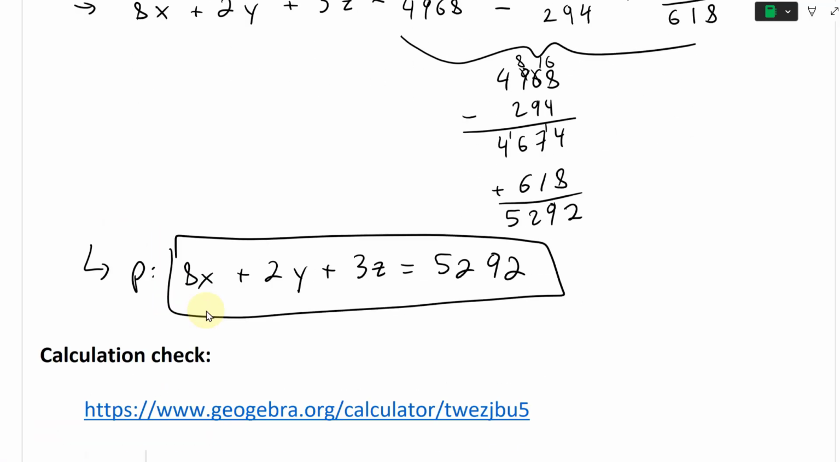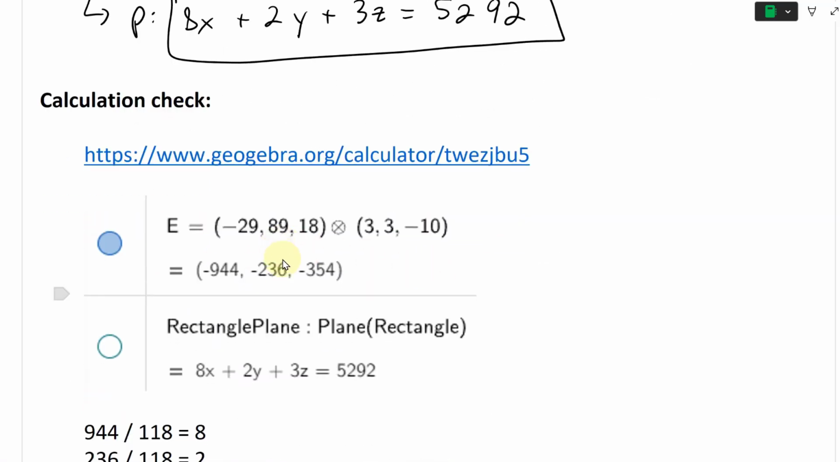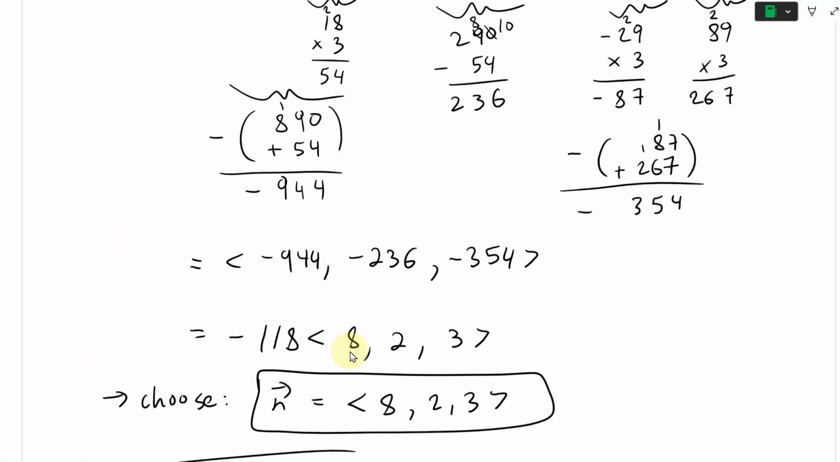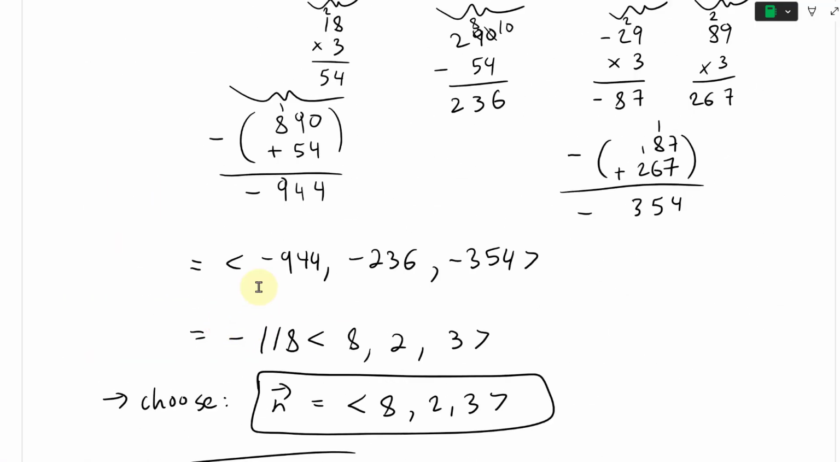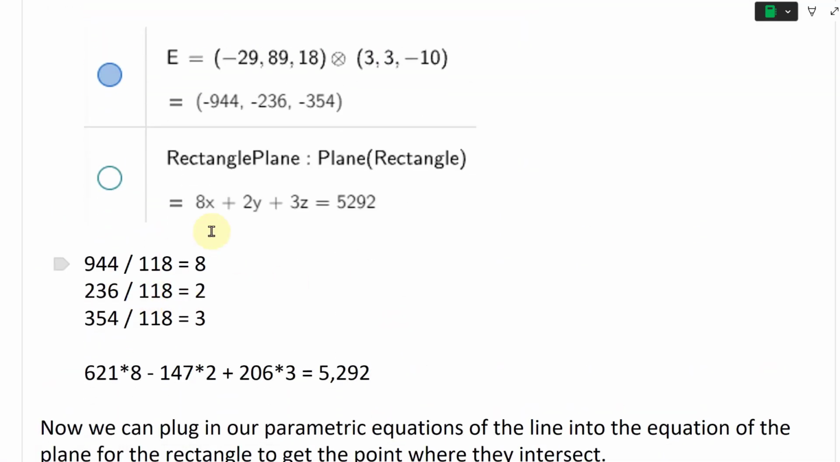All right, now that we have this, let's do a quick calculation check. With GeoGebra, you can actually do a cross product, and you could, again, find the equation of a plane just by putting in the rectangle. So here's the cross product: -2, 9, 89, 18, cross product with 3, 3, -10. We get -944, -236, and -354. And that is right over here. And then here I just simplified it somehow beyond even GeoGebra. GeoGebra doesn't even simplify it.